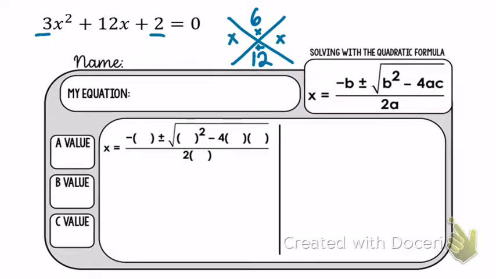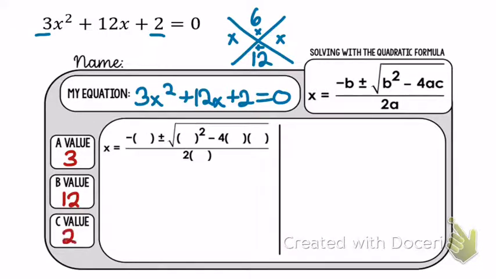So our best bet to solve this equation is to use the quadratic formula. So we're going to use the quadratic formula with 3x squared plus 12x plus 2 equals 0. Let's first name our a, b, and c, so we plug the right stuff in. Our a is 3, our b is 12, and our c is 2.